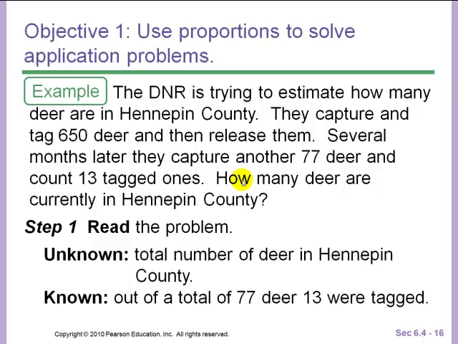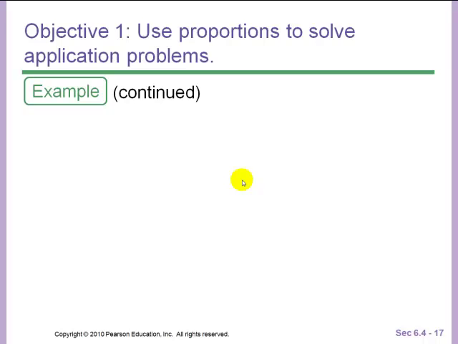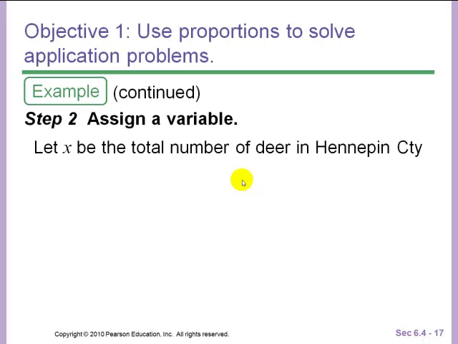So, what is known and what is unknown? Unknown is the total number of deer in Hennepin County. Known is out of the total of 77 deer, 13 were tagged. Our variable should be the total number of deer in Hennepin County, since that's what we're trying to find.